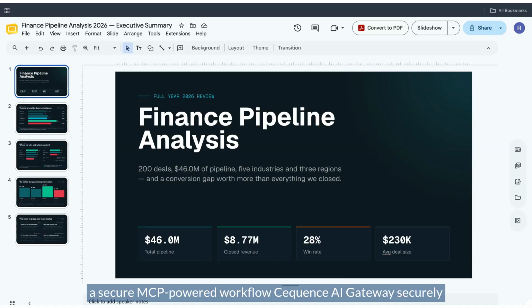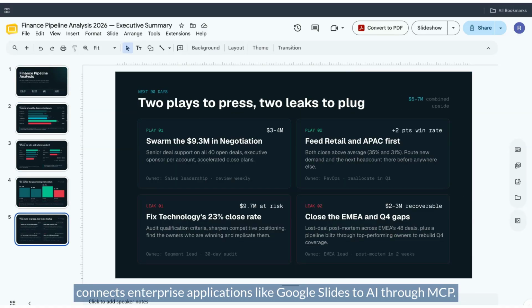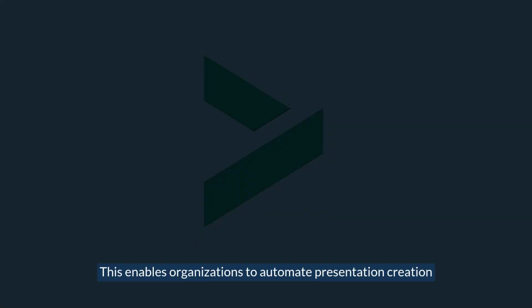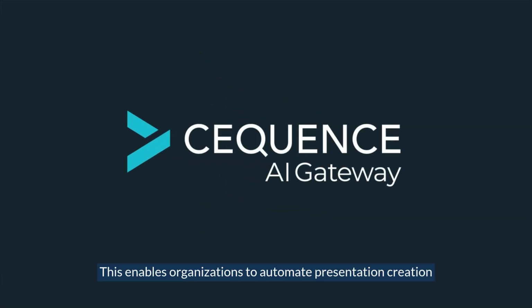Cequence AI Gateway securely connects enterprise applications like Google Slides to AI through MCP. This enables organizations to automate presentation creation using secure, governed, and natural language workflows.